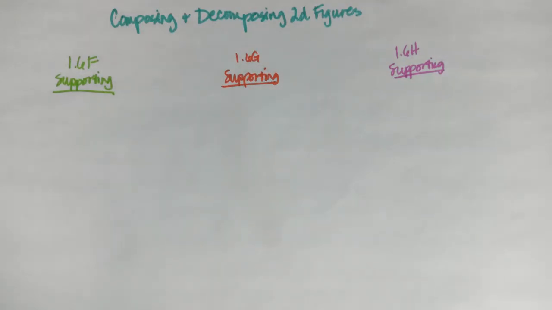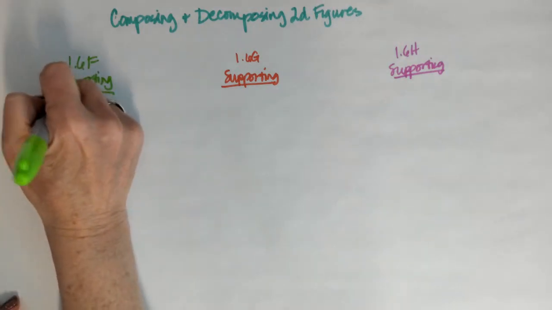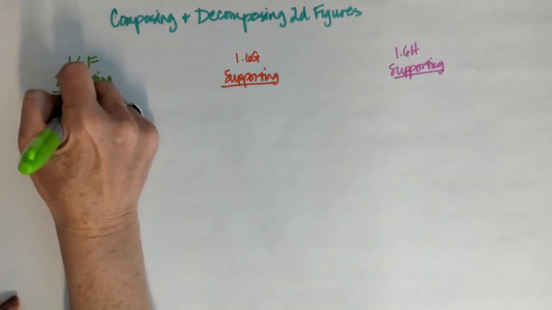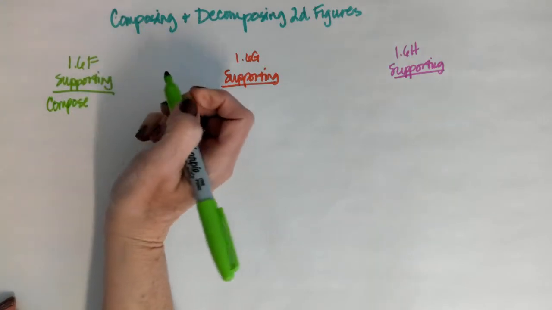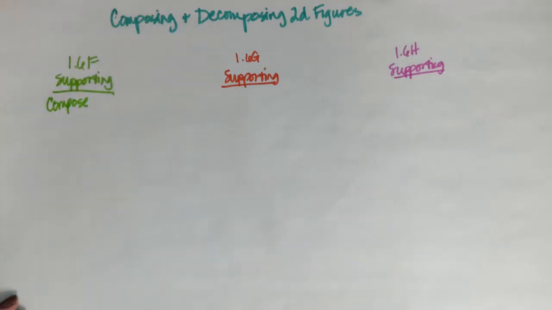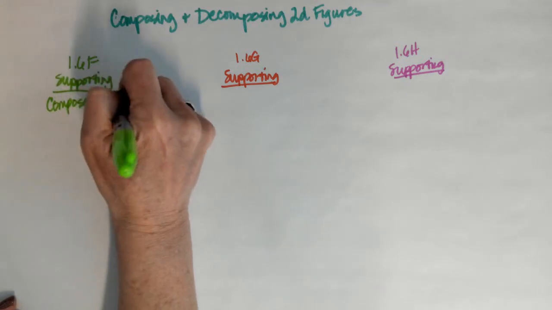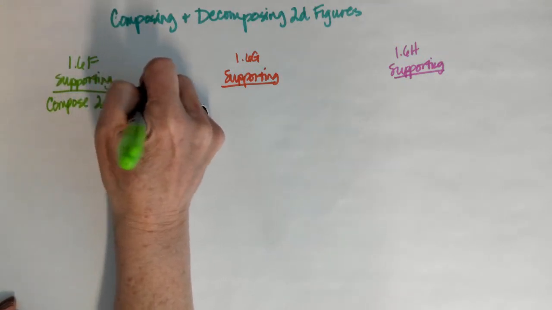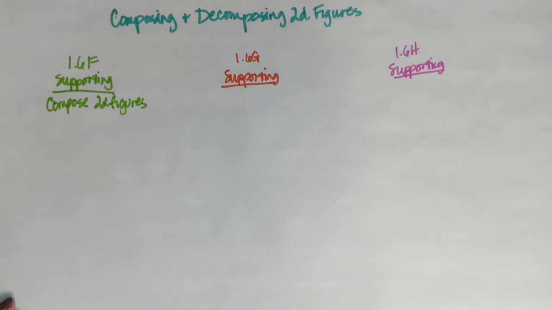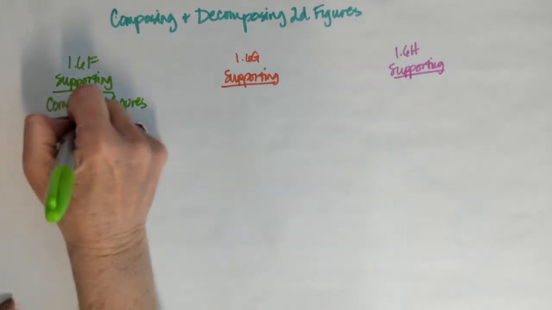So our first TEK in this unit is 1.6F, and the verb is compose. Again, this is a student verb, not the teacher verb. So the students are asked to compose 2D figures. How? Well, it says they're joining 2, 3, or 4 figures to produce a target shape in more than one way if possible. So there's a lot of important things here.